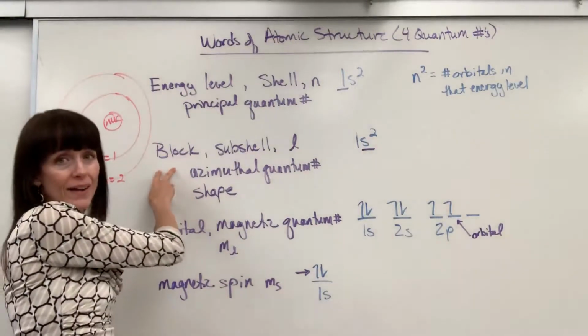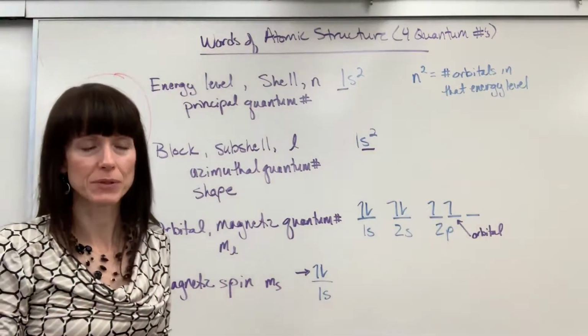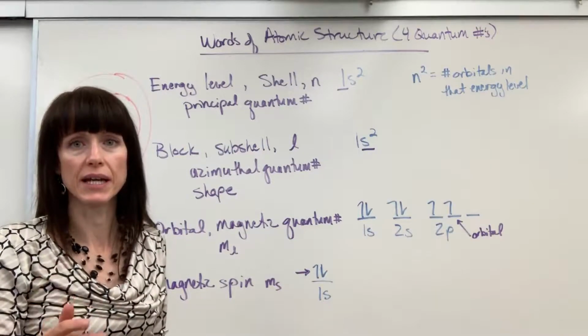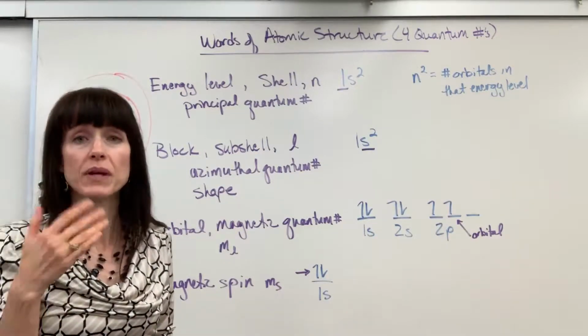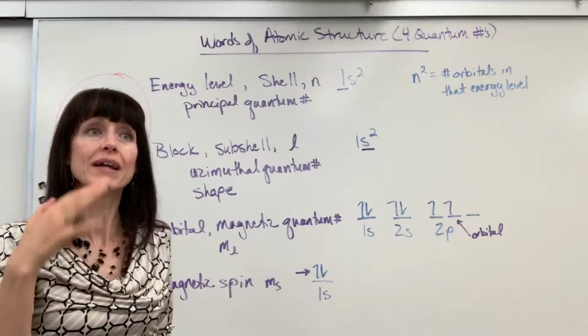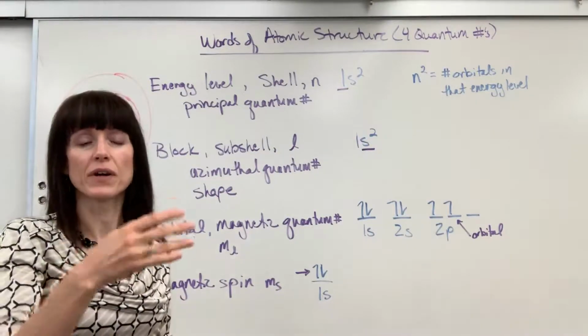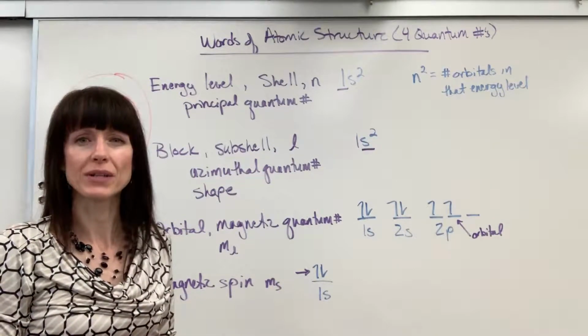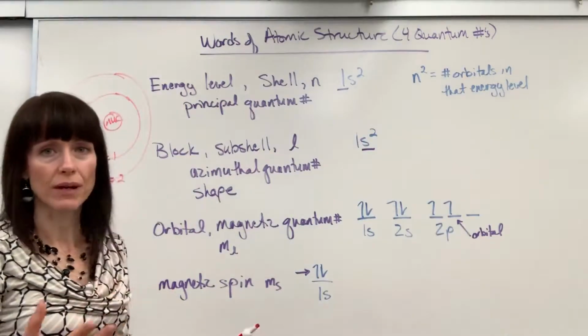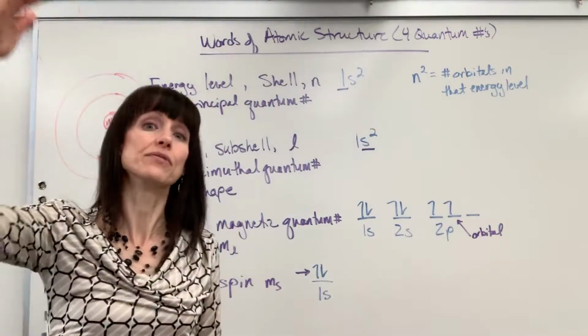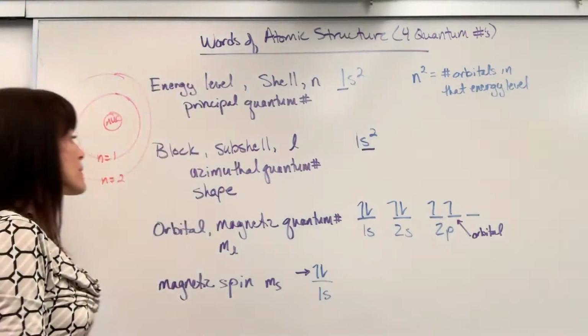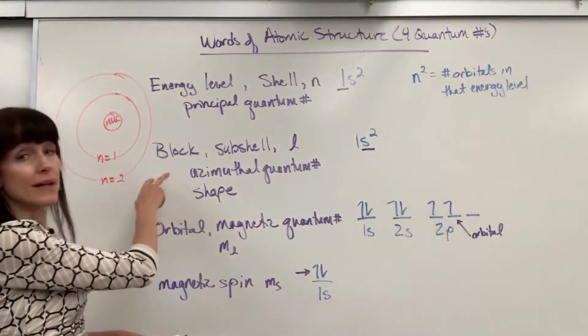Now the word block. We have the 4 blocks on the periodic table, S, P, D, and F. Now no, there are blocks beyond this. We just don't have any elements that we've made that fill those blocks. The next block is going to be G, a theoretical block. Theoretically, there are an infinite amount of blocks. So the block and energy levels.